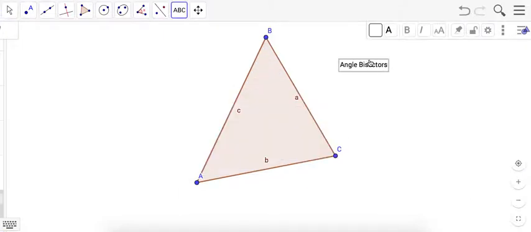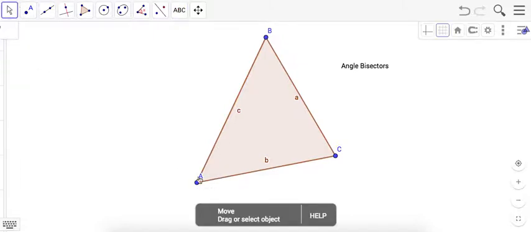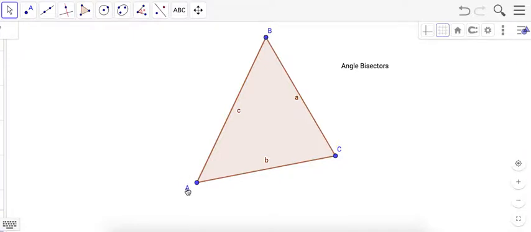So what we're going to do is we're going to come in and bisect each of these angles. There are 3 angles in each triangle, so we're going to bisect each of those angles and see what happens. So let's start here with angle A.